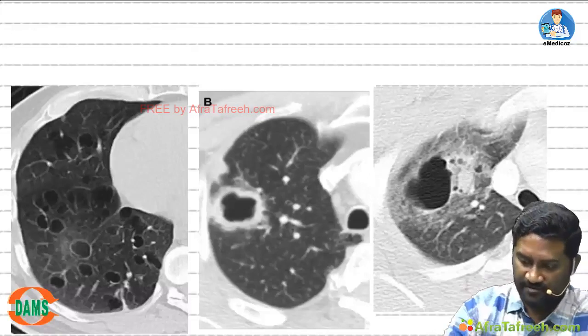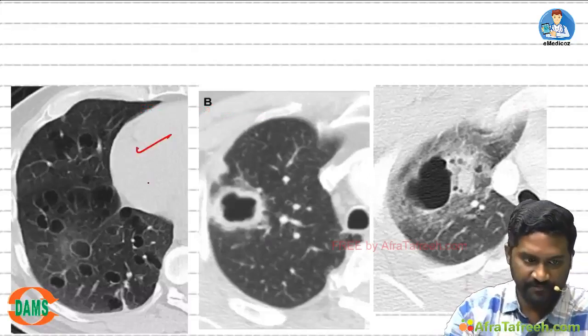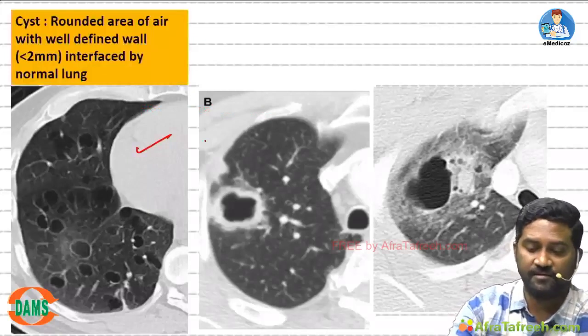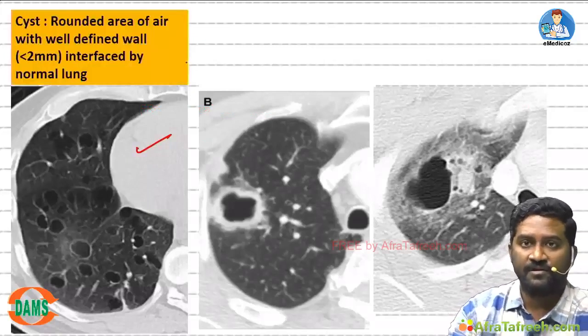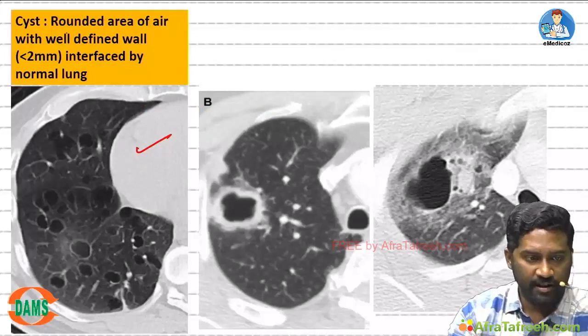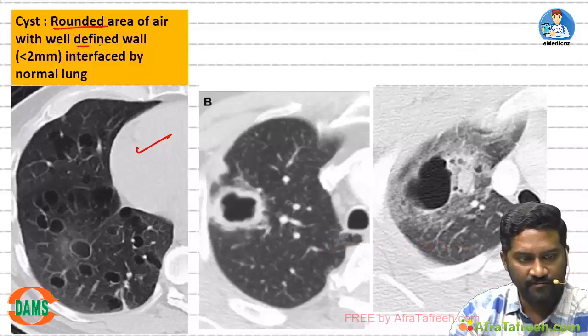Now, if you see the first image, it is called a cyst. Cyst is generally a rounded area of air with a well defined wall.